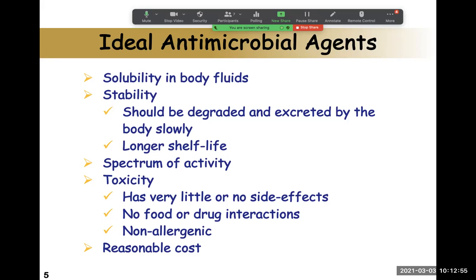Of course, many of us like to drink alcohol. We have to make sure these drugs don't interfere with alcohol. And then some drugs, as you know, can cause allergy. For example, many people have penicillin allergy. So you have to make sure the drug is non-allergic. And if you're a doctor, you always determine whether the particular person is allergic to any known drugs before administering a drug. And of course, the most important thing is it should be at a reasonable cost so most people can afford it.